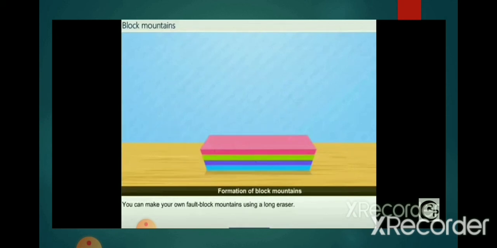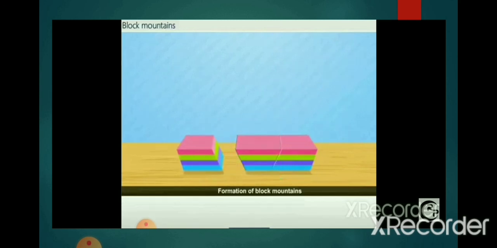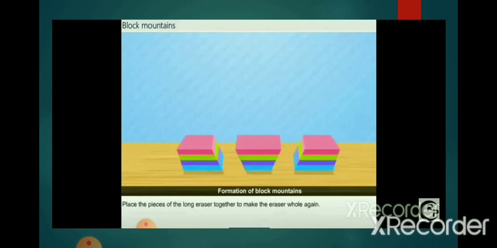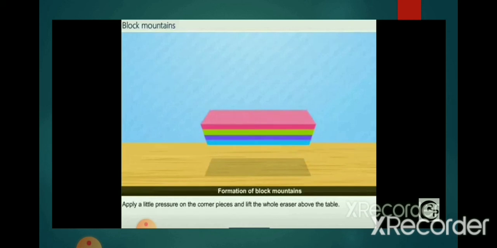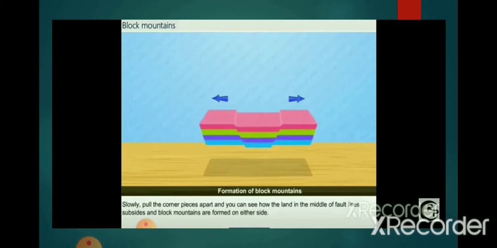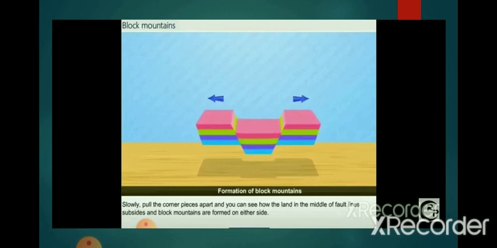Formation of block mountain. We can make it with the help of an eraser. Take a long eraser and use a pencil to draw a fault line on it. Use a cutter blade to cut the eraser across the lines drawn on either side. Place the pieces of the long eraser together to make the eraser whole again. Apply a little pressure on the corner pieces and lift the whole eraser above the table. Slowly pull the corner pieces apart and you can see how the land in the middle of the fault lines subsides and the block mountains are formed on either sides.